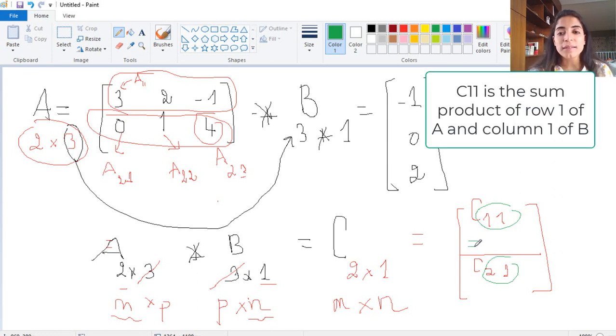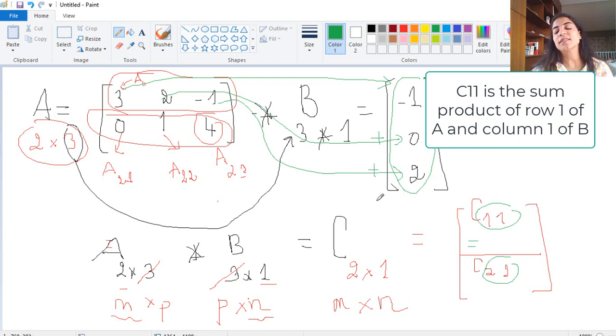listen carefully. C11 is the sum product of the first row of A with the first column of B. Okay, so C11 is the sum product of the first row of A with the first column of B. Which means, guys, it is 3 times minus 1 plus 2 times 0 plus minus 1 times 2. So this is C11. So it is 3 times minus 1, which is minus 3, plus 0, minus 2. So minus 3 minus 2 is minus 5.